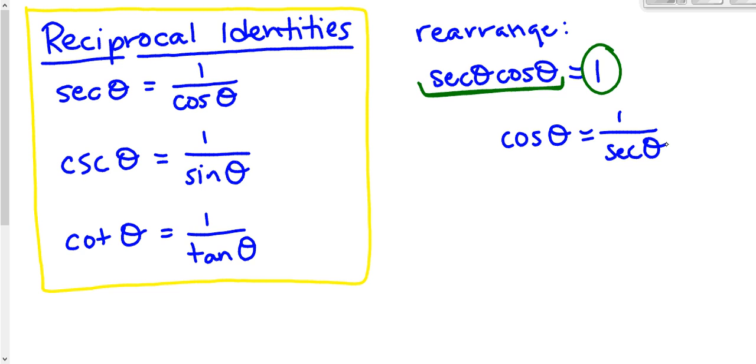Okay, let's move on to the second category, and it is called ratio identities. There are 2 of them.